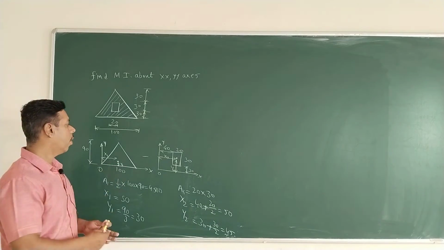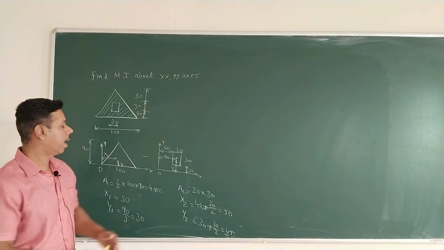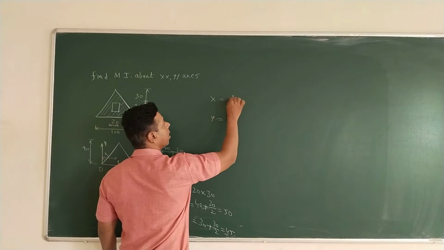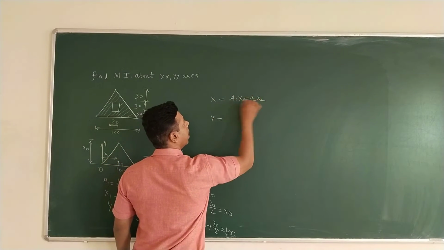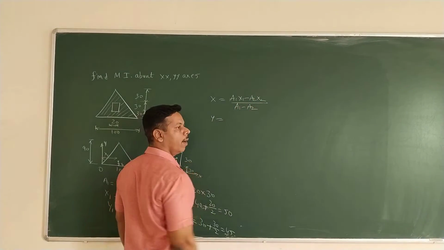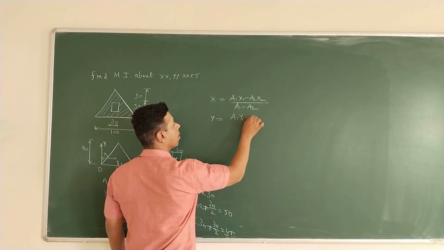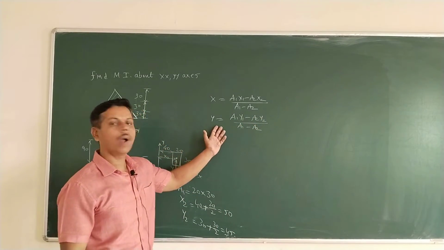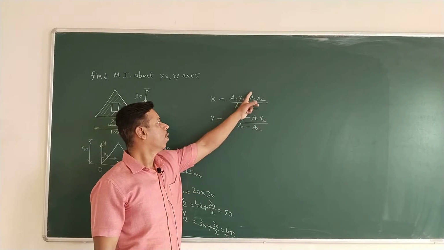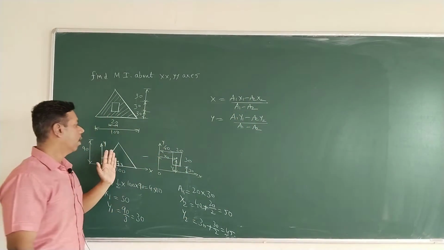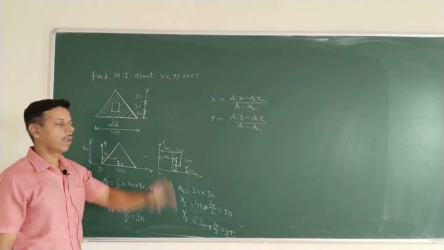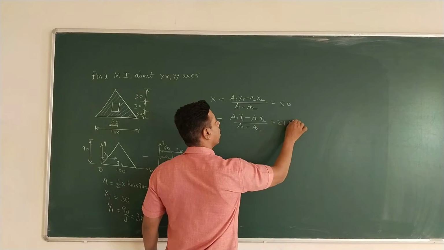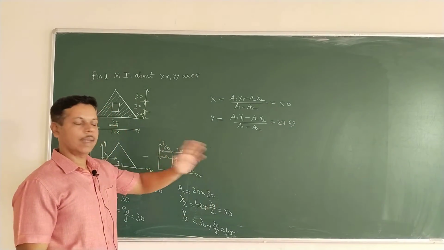So we find centroid of parts triangle and rectangle, but if we find centroid of this shaded region, we have to use formula a1 x1 minus a2 x2 divided by a1 minus a2, and to find out y coordinate, the formula will be this. Both signs are negative. Why? Because we have to subtract rectangle from triangle. So if you find out x, that will be 50 and y will be 27.69.